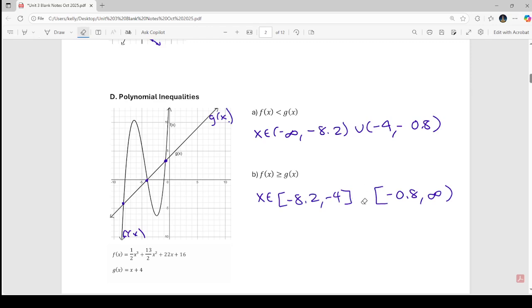So that was how you can use graphs to solve polynomial equations, linear inequalities, double linear inequalities, and polynomial inequalities. And there's, in a way, a slightly different strategy for each. Just give it a lot of practice.